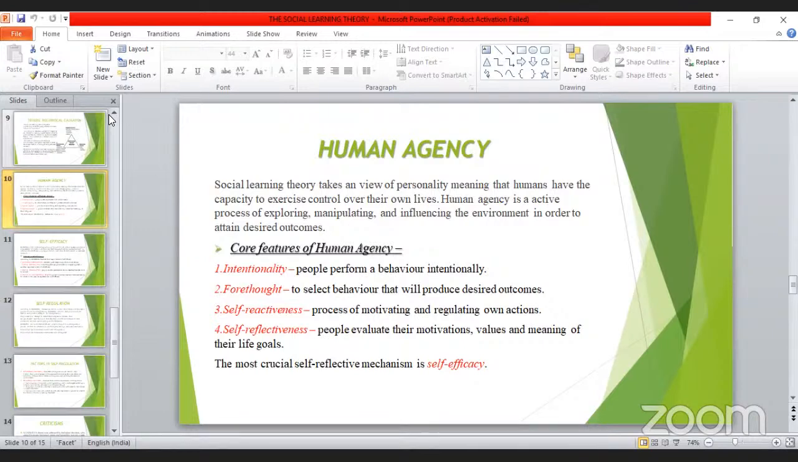So in case of intentionality, people have to perform a particular behavior because they have a certain plan to get some particular consequences. But in case of forethought, they have already set a particular goal. And to achieve the particular goal, we have to behave in a certain way to produce desired outcomes.